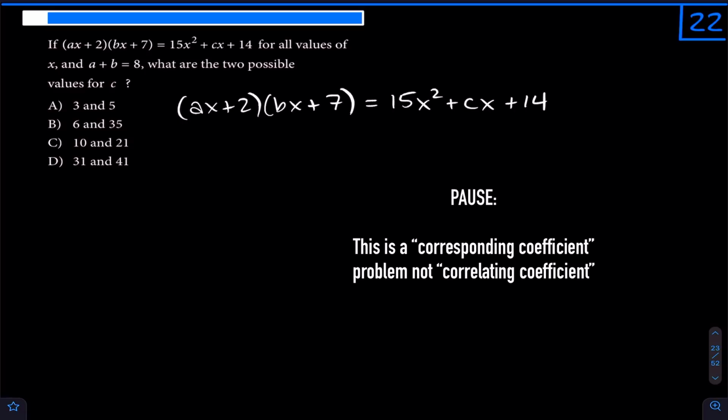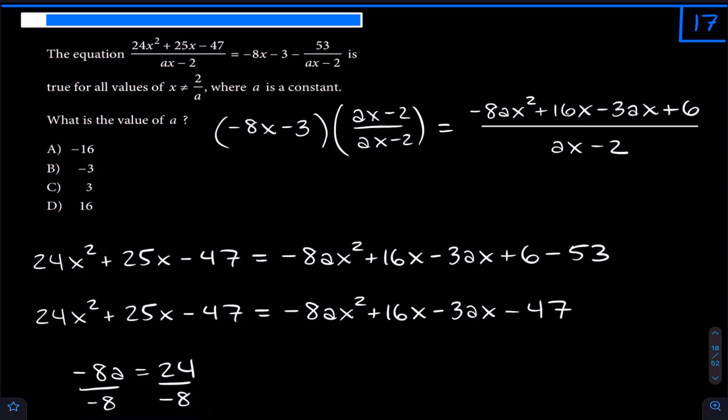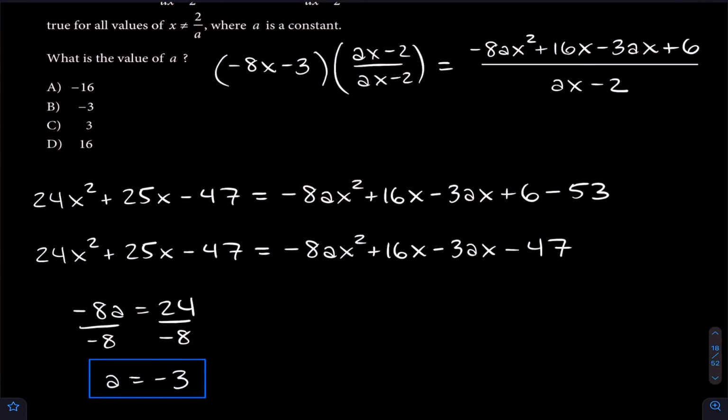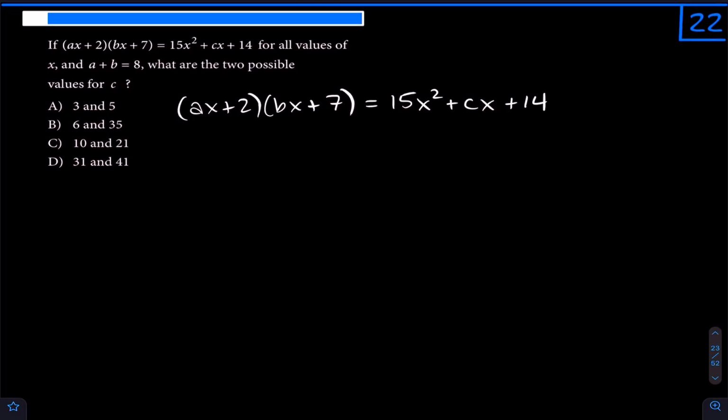This is another one of those correlating coefficient problems. It's the same as a problem that we tackled earlier. Where was it? I think it was the one right before this one. It's the same as this guy. Right, we were talking about how the 24 is equal to the negative 8a. It's the same kind of problem. So this is definitely going to be some good practice for you.